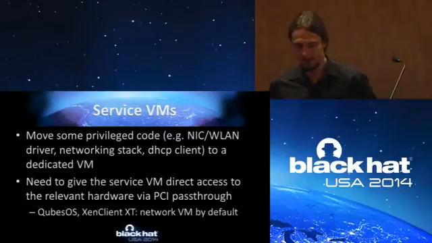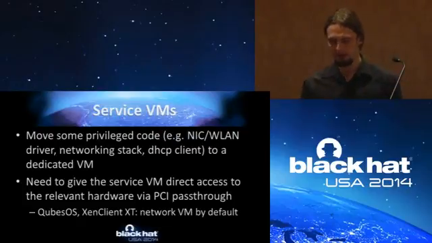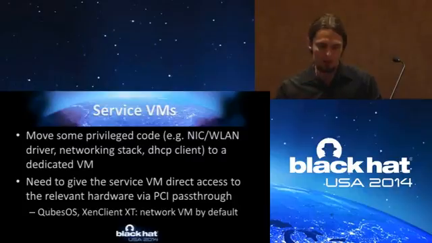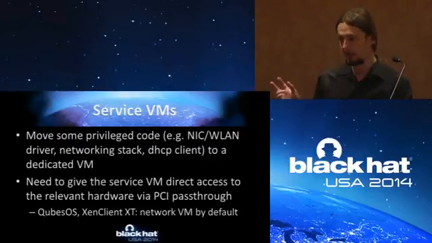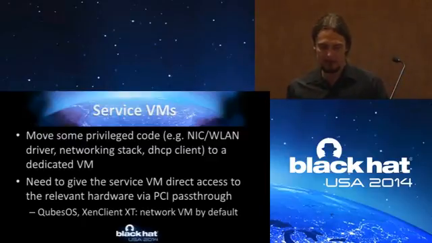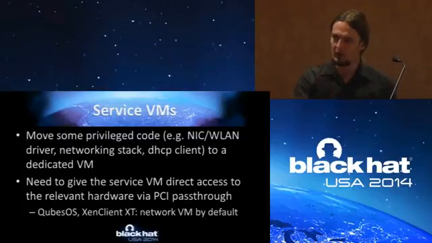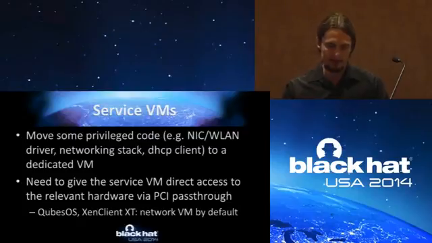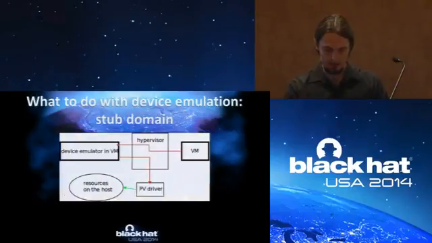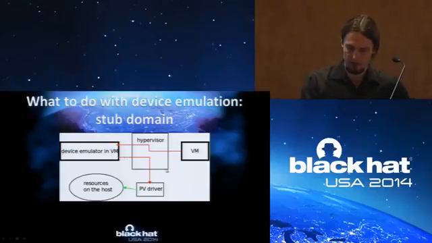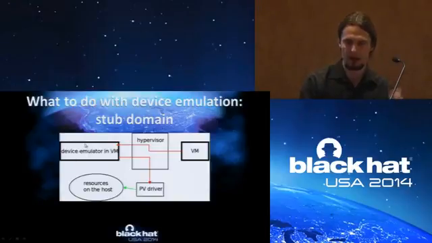So what you can do is again have a special VM, a special purpose VM, you can name it service VM, and move some of the privileged code, like the drivers for the network card, particularly wireless cards, right? Parts of the networking stack, things like DHCP client, and you move it all into this dedicated VM. And in order for this to work, this dedicated VM should have access to the actual network card. So if you go back here, it's the same scenario, but in this case, you don't have this communication channel. It's not needed because this VM can talk to the actual hardware directly.